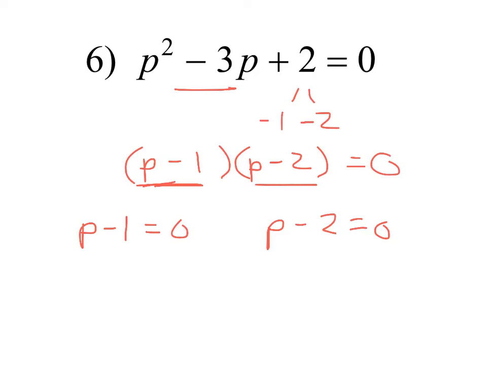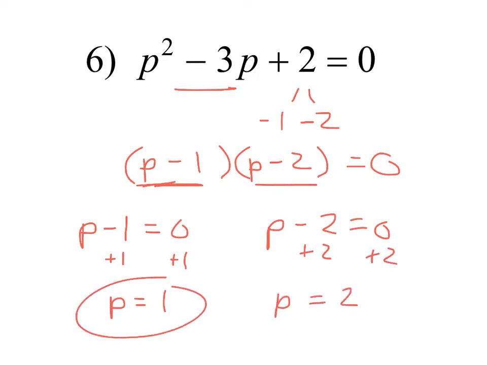So how do we solve for P in the first one? Minus 1. We'd have to add 1. Oh, add 1. So what do we get for P? P is equal to 1. And what about the second one? We add 2 to both sides. And what do we get for P? P equals 2. Perfect. Good job.